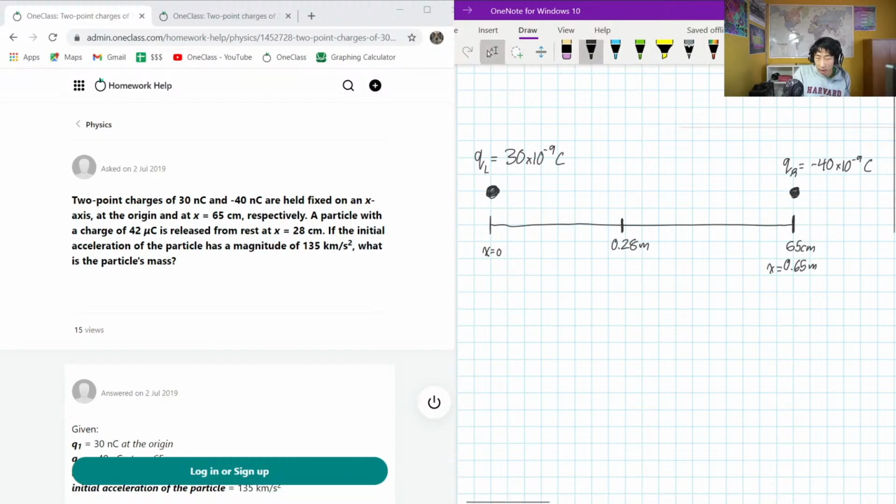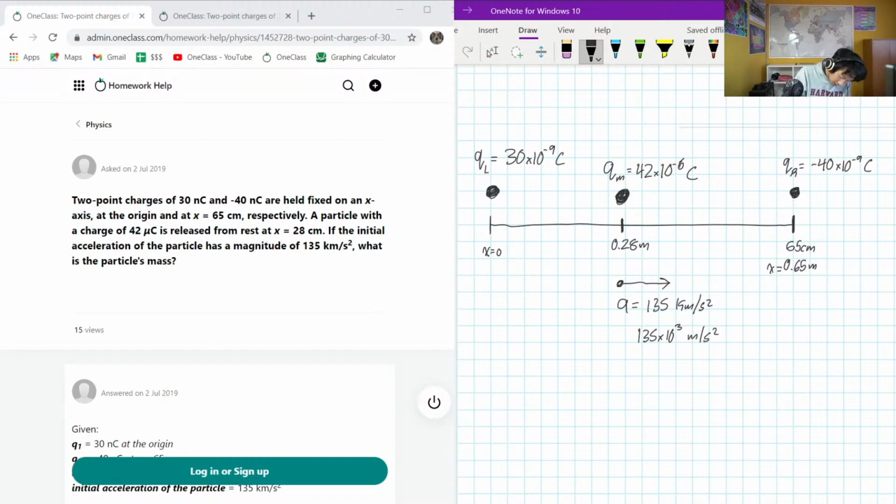And in the middle, we have a particle, and let's call this QM for Q middle. It's given by the question as 42 times 10 to the negative 6 coulombs. The reason I did negative 6 instead of negative 9 for the power is because we have microcoulombs instead of nanocoulombs. So that's a big difference maker. And we know that it has an initial acceleration of 135 kilometers per second squared. So acceleration is equal to 135 times 10 to the 3 meters per second squared. And since it's positive, it's going to be going in the positive x direction.